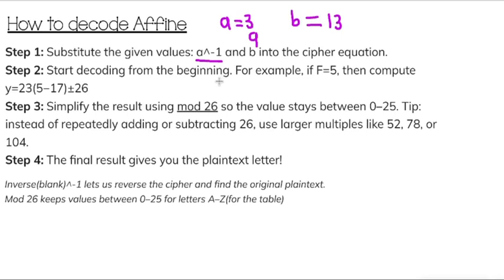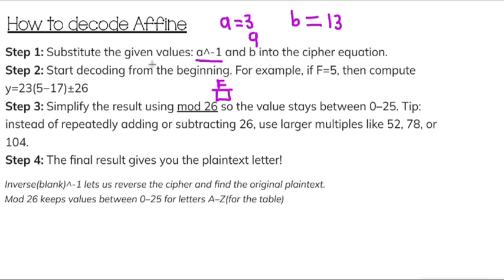Step 2 is to start decoding from the beginning. So the cipher will start off with something like this, and this will be the cipher text, and then you would write the plain text on the bottom in the blank. So for example, if we were given F as the starting letter of the cipher text, and F maps to the value 5, then you would compute that into the equation with the other given values.